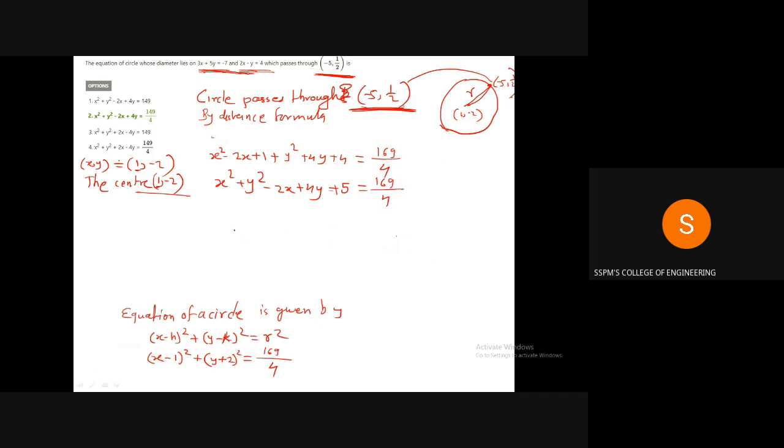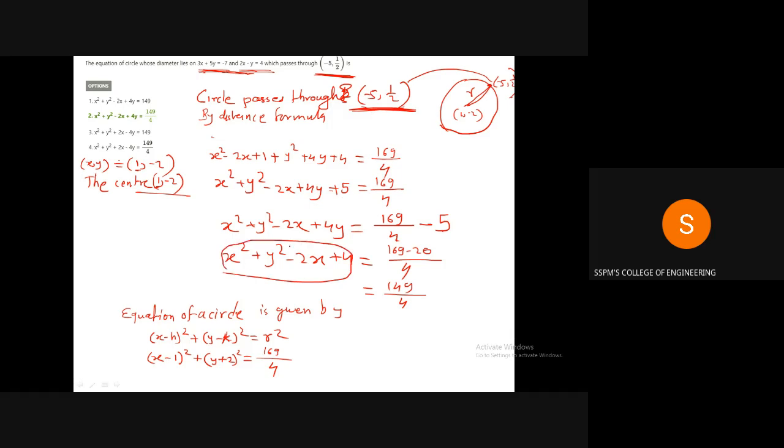So x square plus y square minus 2x plus 4y is equal to 169 divided by 4 minus 5. This 5 is taken to the right hand side. So x square plus y square minus 2x plus 4y is equal to, this 4 into 5 is 20, so 169 minus 20 divided by 4, that is equal to 149 divided by 4. So that is the correct option.